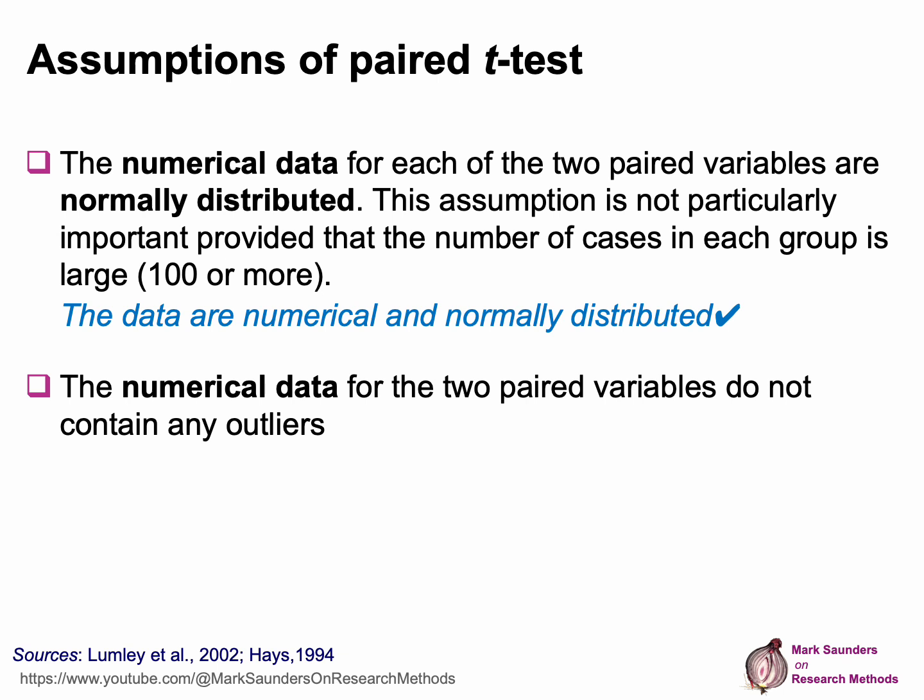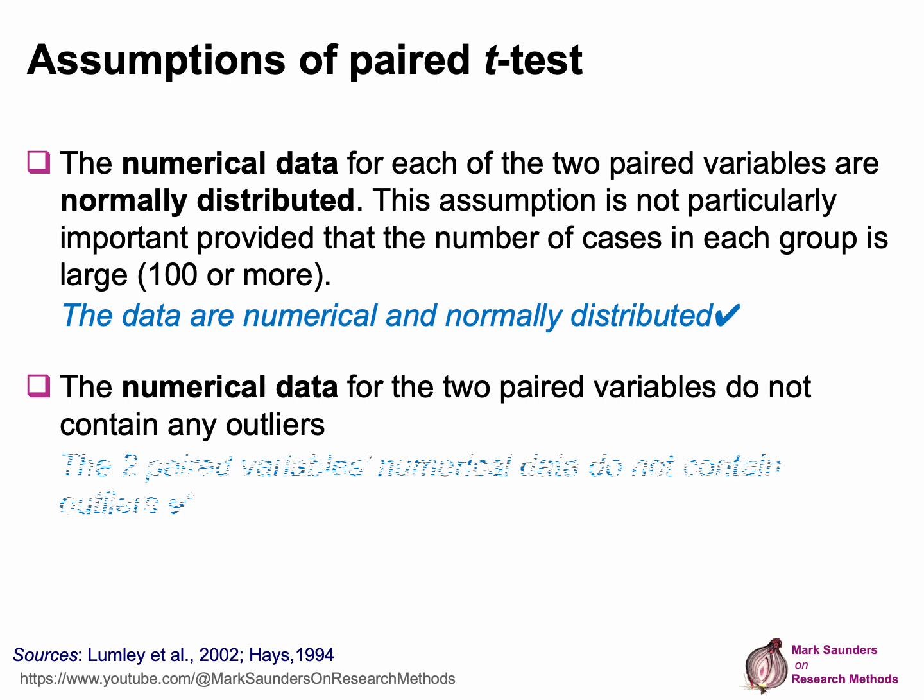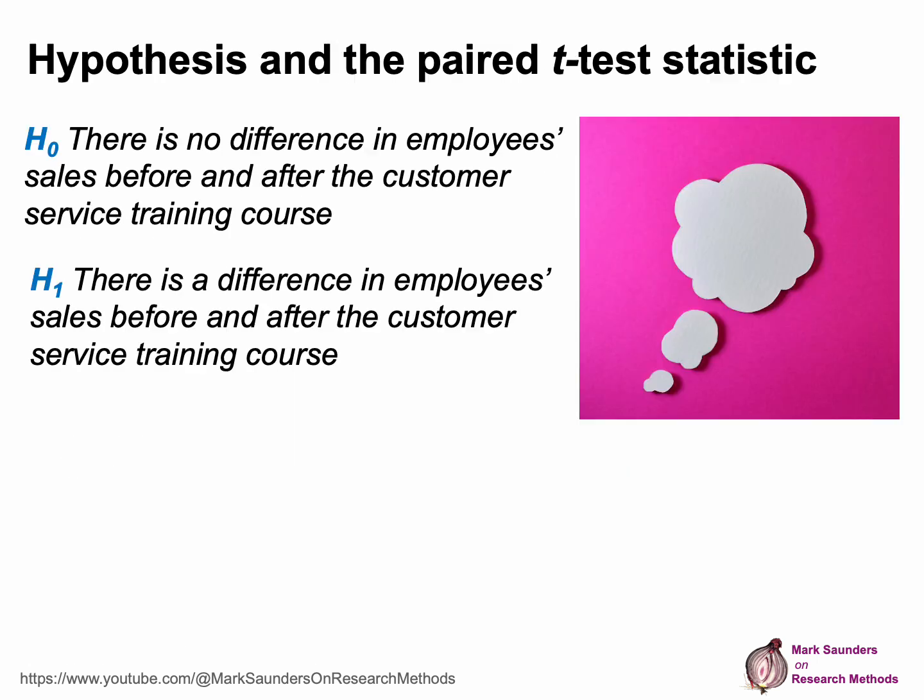The second assumption we need to satisfy is that the numerical data for these two variables do not contain any outliers. These are values which are much larger or much smaller than the general values we've got in our pairs of data. And again, fortunately, the two paired variables' numerical data do not contain any outliers. Because of this, we can go ahead and undertake our paired t-test.